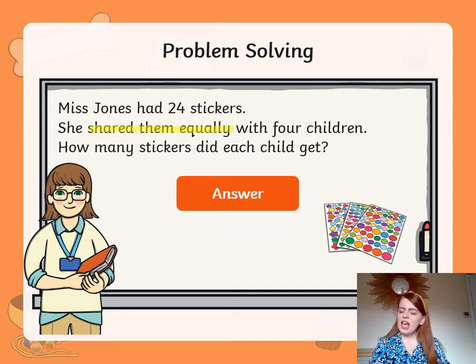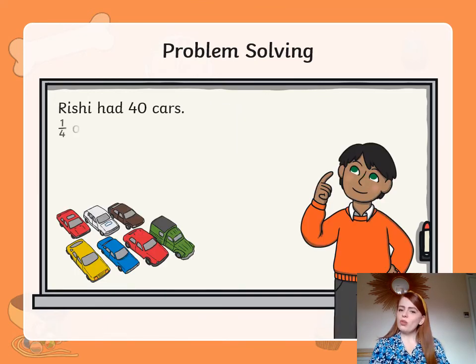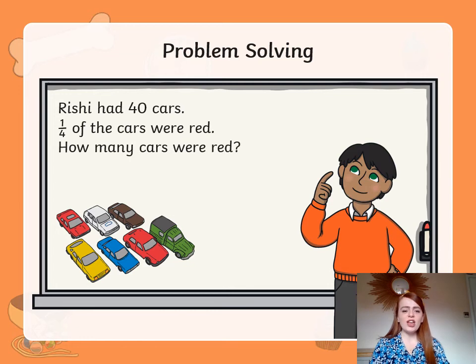So we want to find a quarter of 24, and a quarter of 24 is 6. Okay, because 24 divided by 4 is 6. And you can check that by counting up 6 4 times using repeated addition. So 6, 12, 18, 24. Okay? Got one more problem solving question here now.